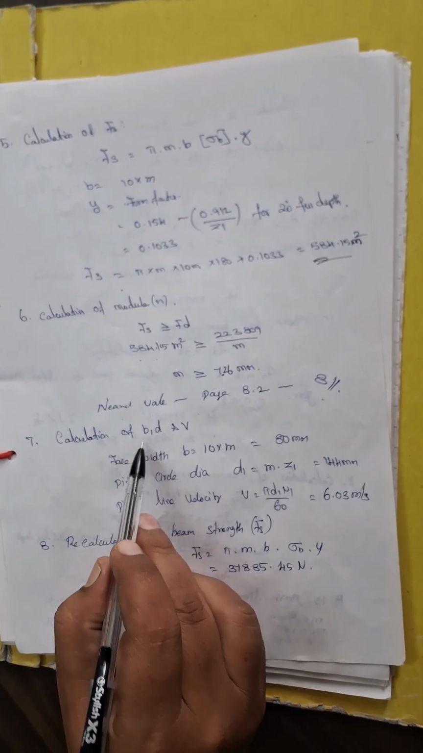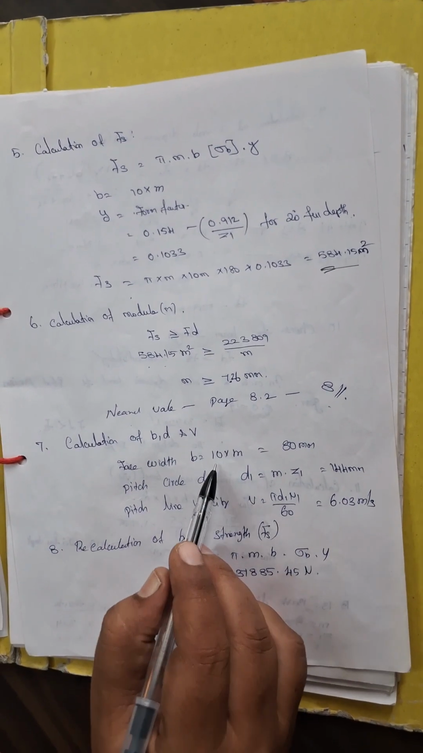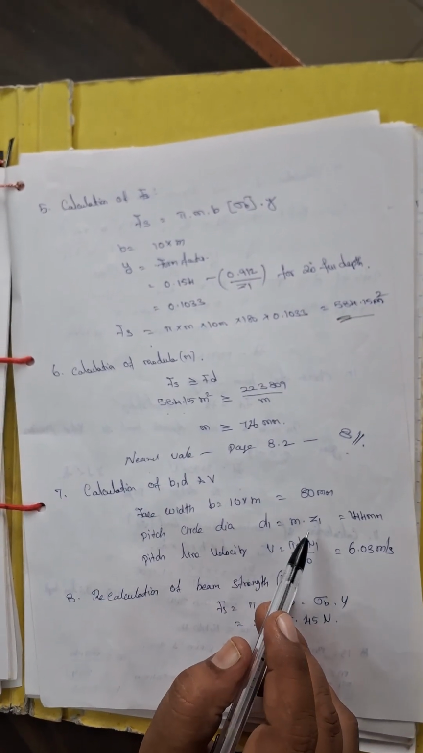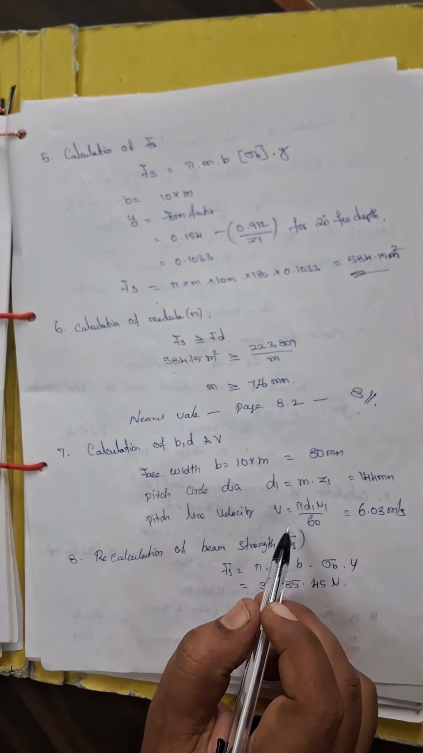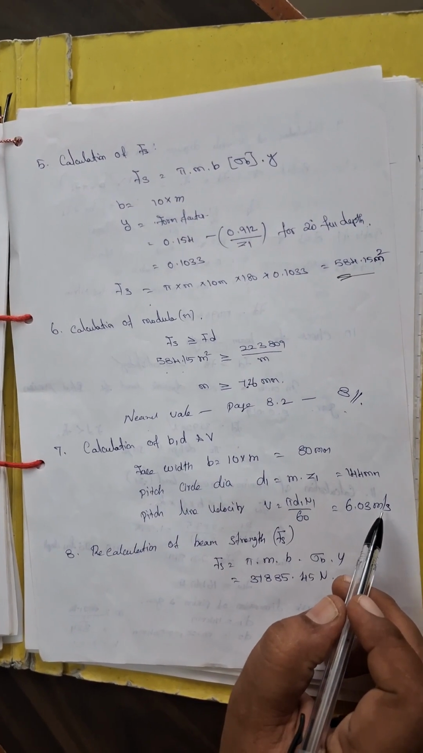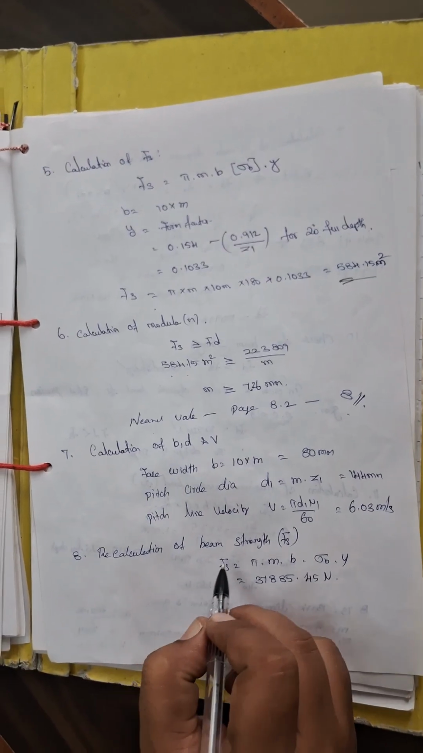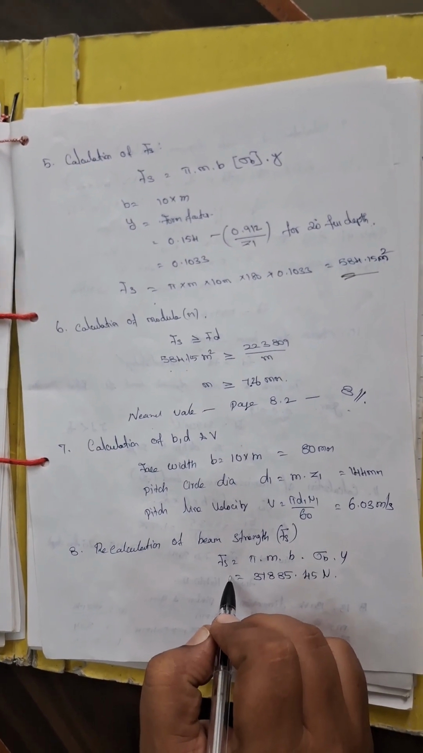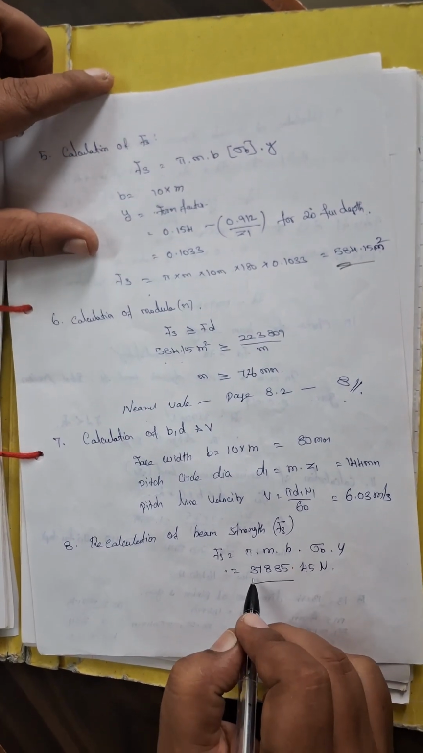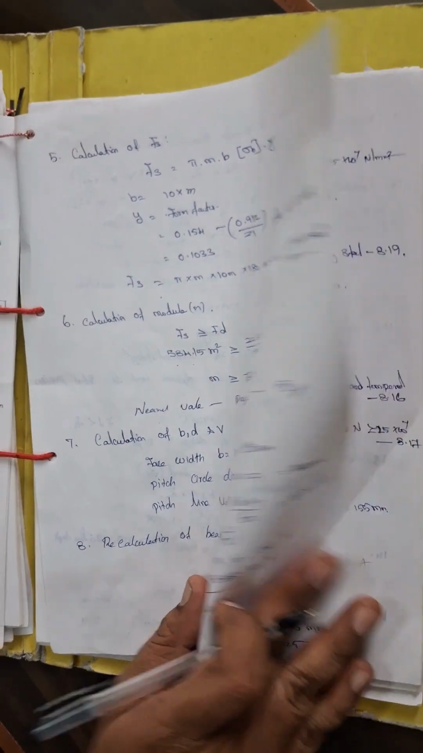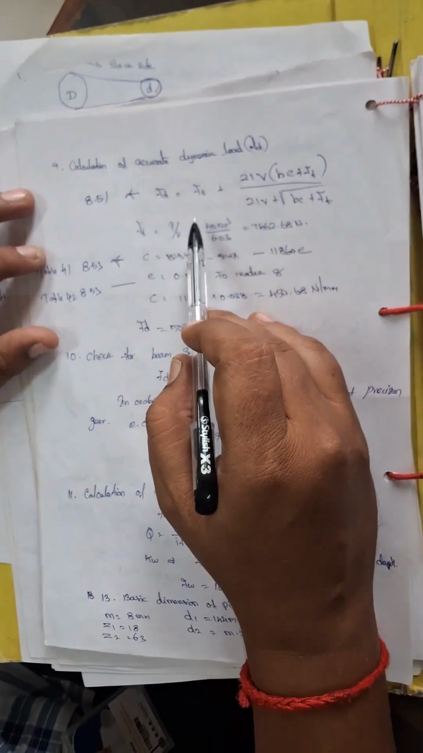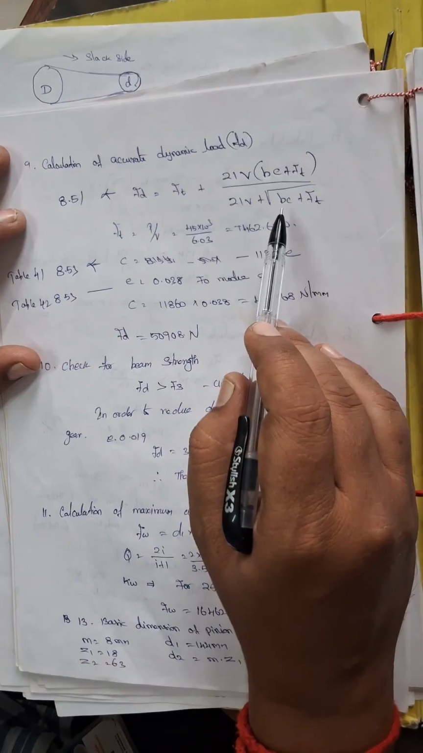Then calculation of b, d and v. Face width b is equal to 10 m, that is 80 mm. Pitch circle diameter d1 is equal to m into Z1, and pitch line velocity is equal to pi d n divided by 60, which is 6.03 meter per second. Then recalculation of beam strength Fs, the same formula, Fs is equal to pi m b sigma b y, then the value is 37885.45 Newton.